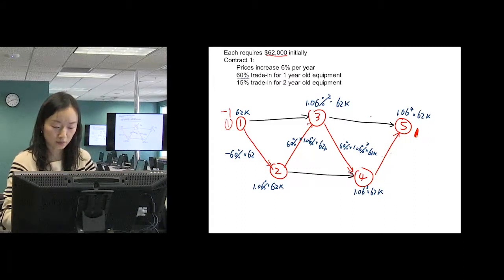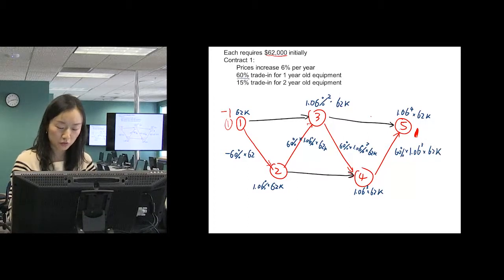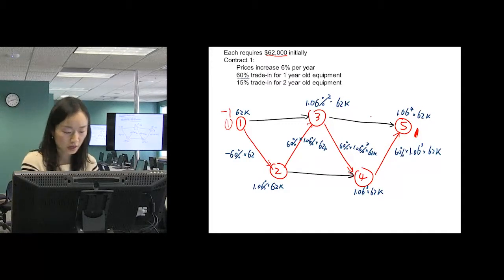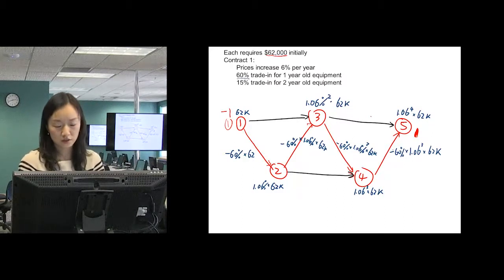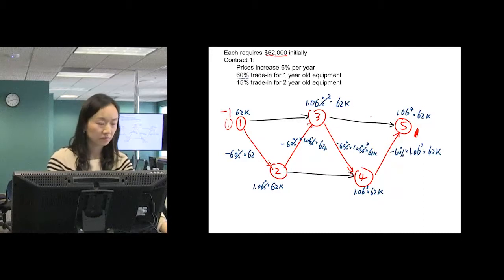Now, I'll ask someone. So what's the trading value when this person trades again in the 5th year? 60% cubed times 62K, because when we're trading here, we're considering the equipment that we purchased here, right? And all of these ones need to be negative value, negative cost, because we want to minimize cost. So these are for 1-year trading.